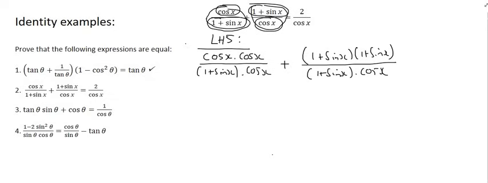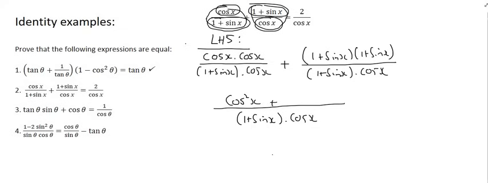Okay, so now we can just quickly simplify that. Well, because these 2 fractions now have the same denominator, you can put them together as one term. So it would look like this. You would have a common denominator of 1 plus sin x times cos x at the bottom. And then at the top, you're going to have cos x times cos x, which is cos squared x, plus 1 plus sin x, and another 1 plus sin x.